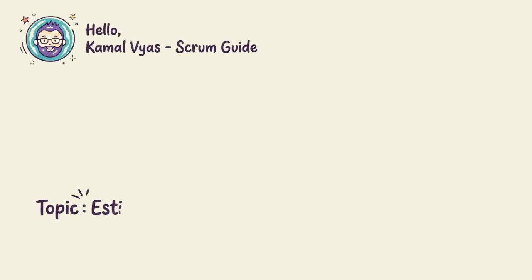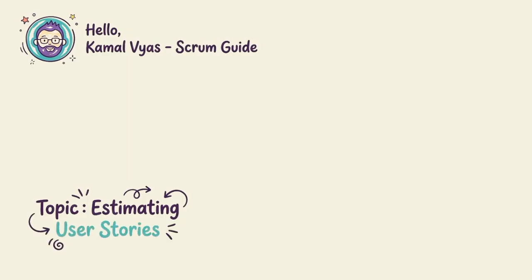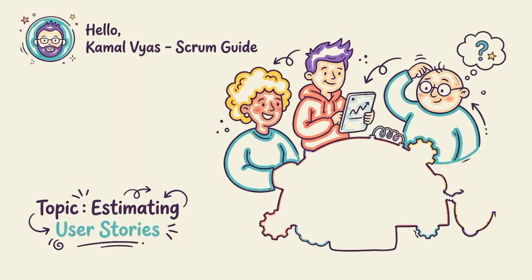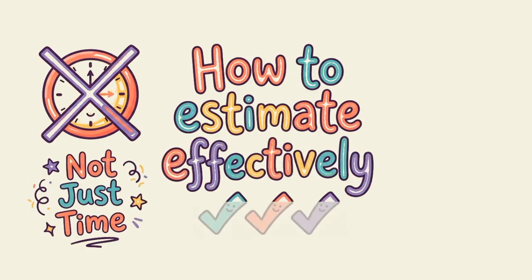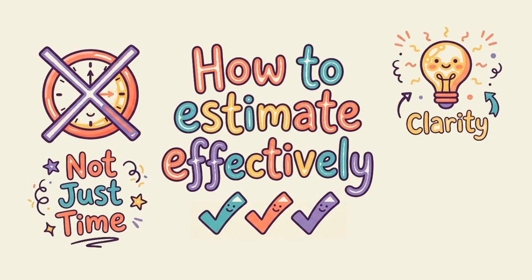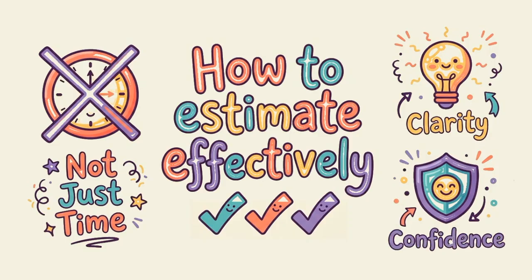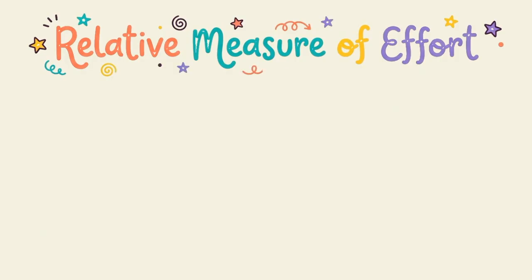In Scrum, estimating user stories using story points helps the team understand the effort required to complete the work. But story points are not just about time. In this video, let's understand how to estimate story points correctly and effectively so that teams can plan with clarity and confidence. Story points are a relative measure of the effort required to complete a user story.